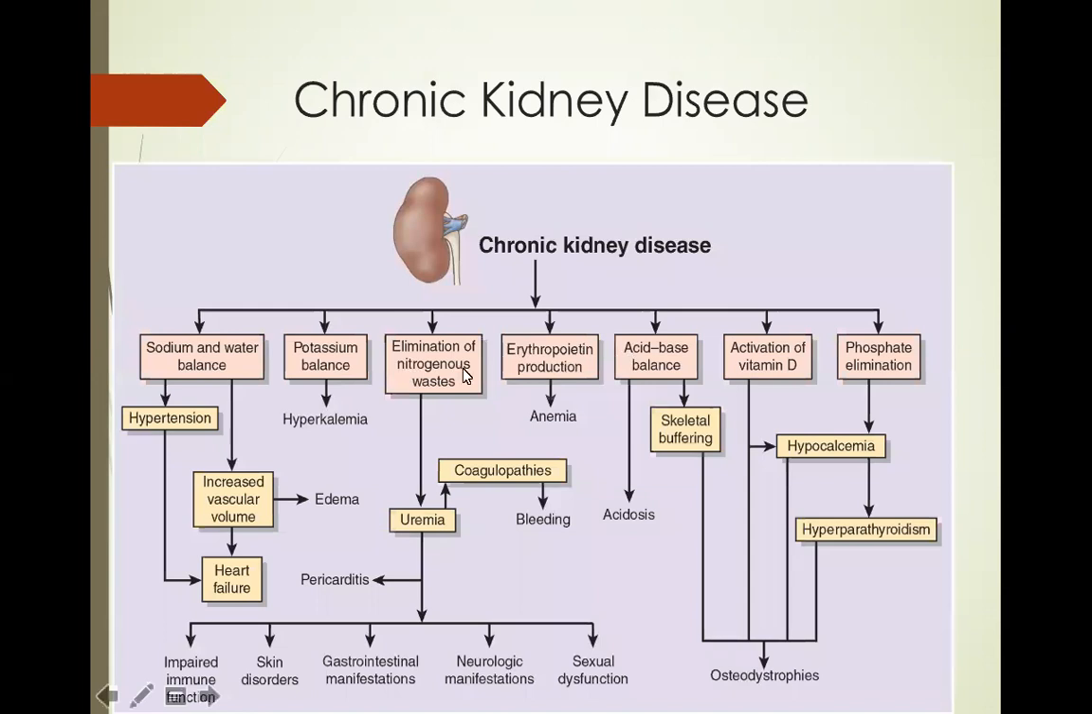When you look at a schematic of what occurs during chronic kidney disease, there's an alteration in their salt and water balance, which could lead to hypertension. There's an alteration in potassium, hyperkalemia. There's a diminished ability to eliminate nitrogen waste, which leads to uremia, which could lead to pericarditis. Also causes some problems with coagulation, which could cause bleeding. There's a diminished production of erythropoietin, so the bone marrow is not stimulated to make hemoglobin. They are anemic.